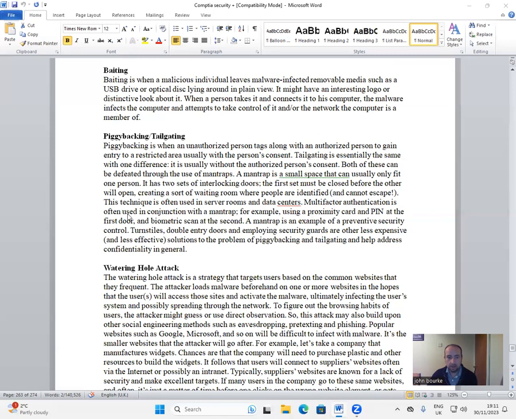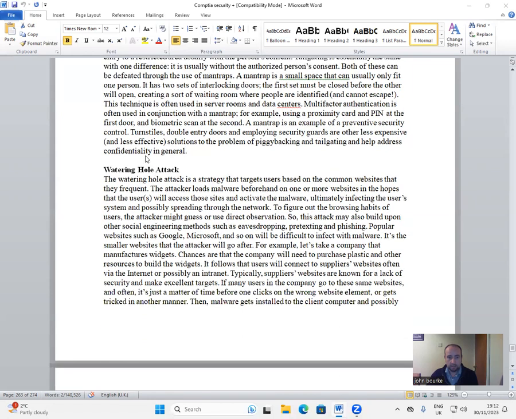Multi-factor authentication is often used in conjunction with a man trap. For example, using a proximity card and PIN at the first door and a biometric scan at the second. A man trap is an example of a preventative security control. Turnstiles, double entry doors, and employing security guards are other less expensive and less effective solutions to the problem of piggybacking and tailgating, to help address confidentiality in general.